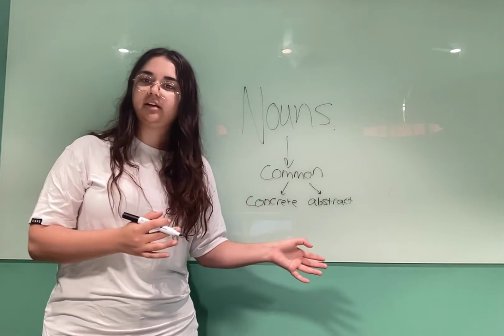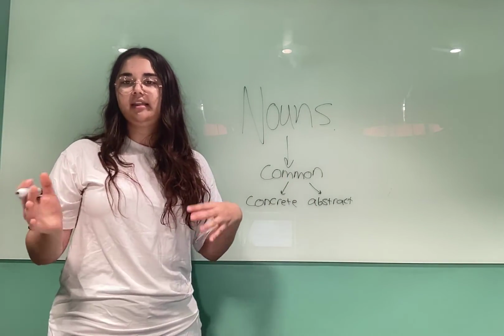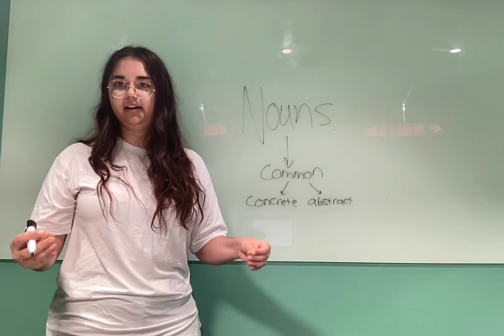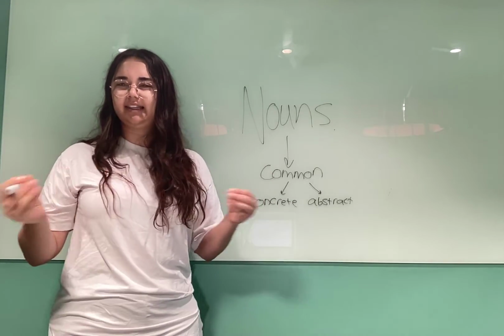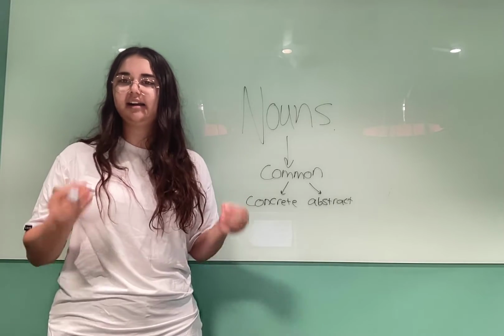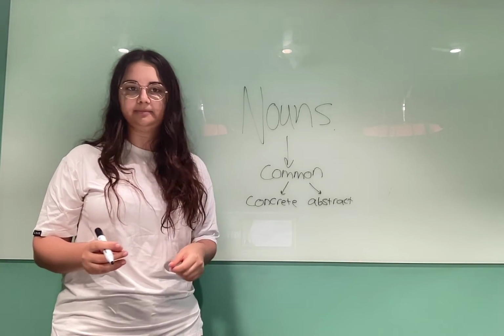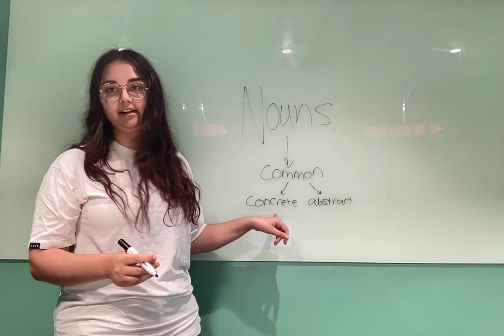When you're walking down the street along the footpath and you see the concrete, that kind of thing is hard, it's tangible. Think of it like that. A concrete noun is something that's hard and tangible, something that we can see. So that's what a concrete noun is.